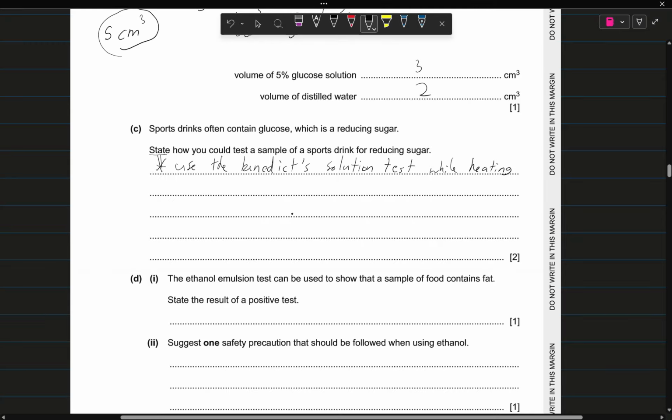However, if this question was instead a describe or explain question, then you have to be more detailed. The extra points that you would be using in such a question would be as follows. I'll be writing that in red to differentiate. Basically, you heat it, but you heat it until boiling. So use the Benedict solution test while heating until boiling. That should be 100 degrees Celsius. And then you should actually look at the colors. Observe the color change.